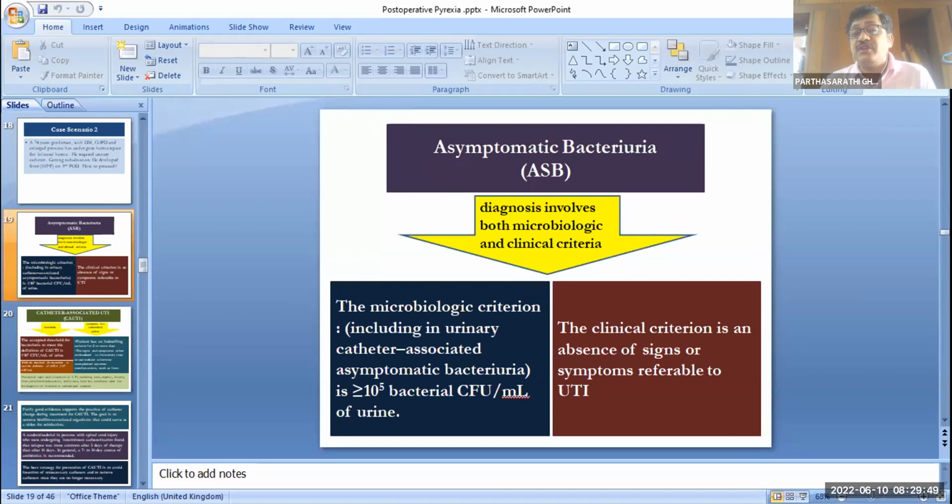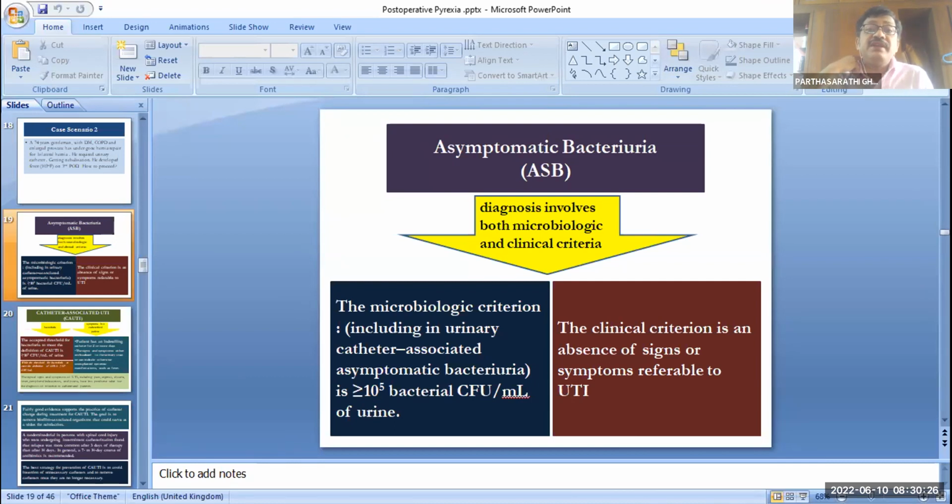So for the diagnosis of asymptomatic bacteriuria, you need two criteria. You have to fulfill two criteria. One is microbiological and another is the clinical criterion, right? In microbiological, it must be more than or equal to 10 to the power 5, right? And clinically, the patient must remain asymptomatic. But when a patient is harboring a catheter, it's very difficult to differentiate the urinary symptoms of UTI. But of course, a fever tells something else, right?